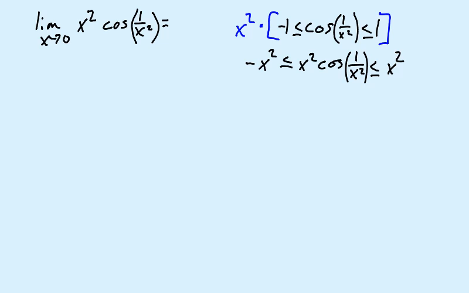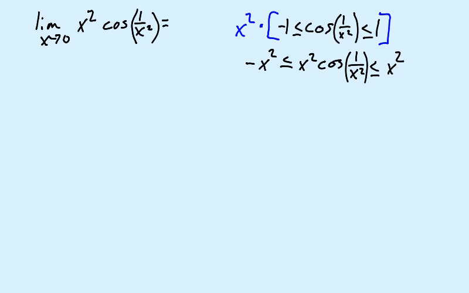Now I have my x squared times cosine of 1 over x squared sandwiched between -x squared and positive x squared. On your calculator, make your y2 equal to -x squared and make y3 equal to x squared and press F6 to draw it. Check the graph. Is x squared times cosine of 1 over x squared sandwiched between -x squared and positive x squared as it's leading up to x equals 0? This means we can continue with our sandwich theorem.